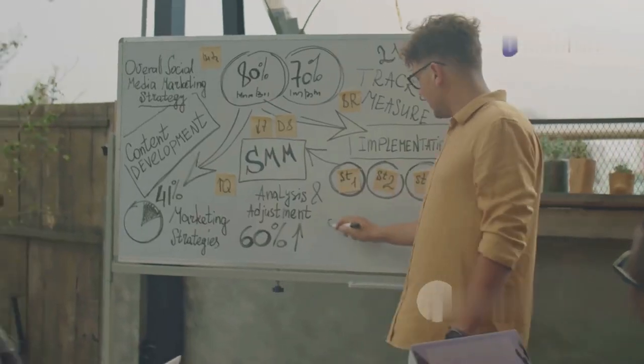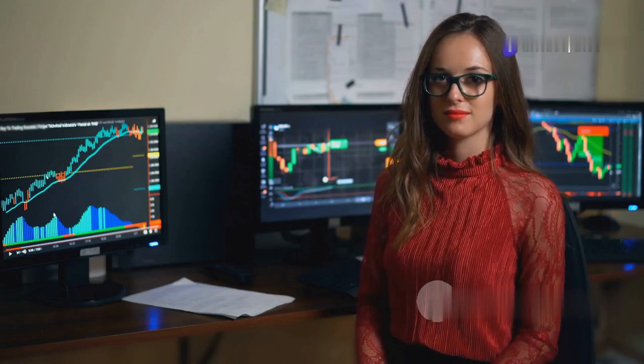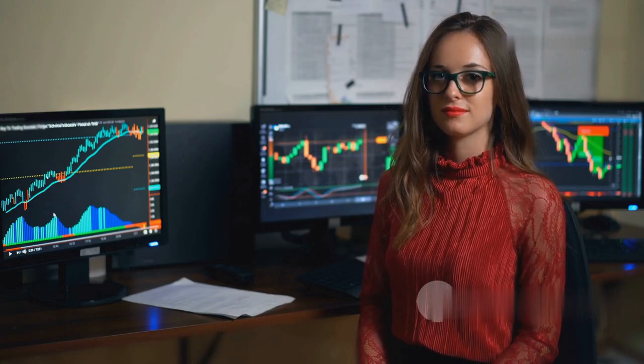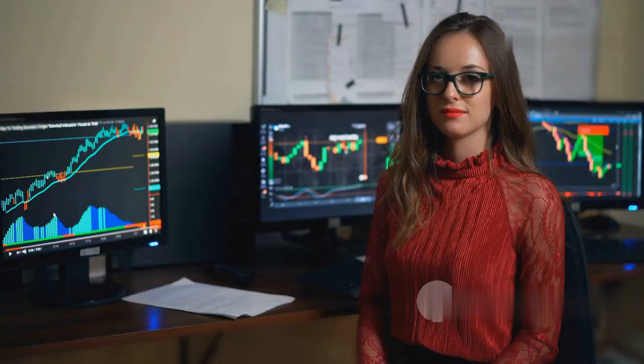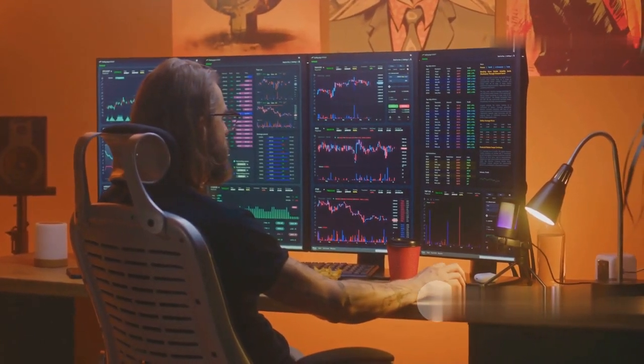It's important to note that these are just a few examples. Trading strategies should be tailored to individual risk tolerance, investment goals, and market conditions. Remember, trading involves risks. It's important to conduct thorough research, understand the market, and manage risks effectively.